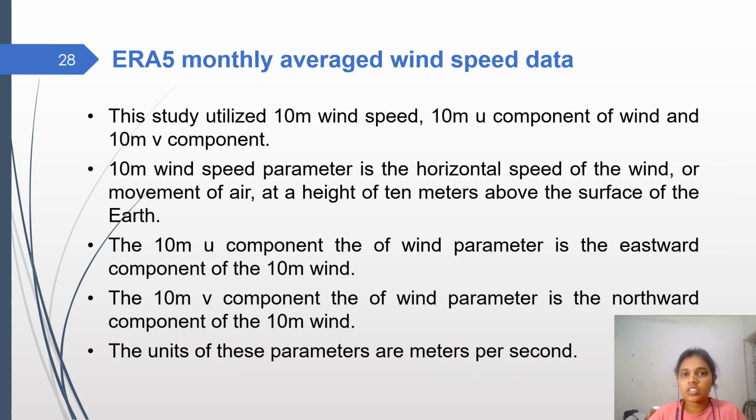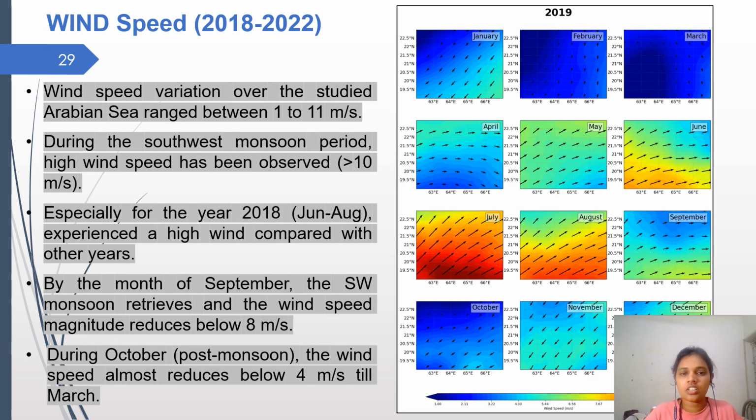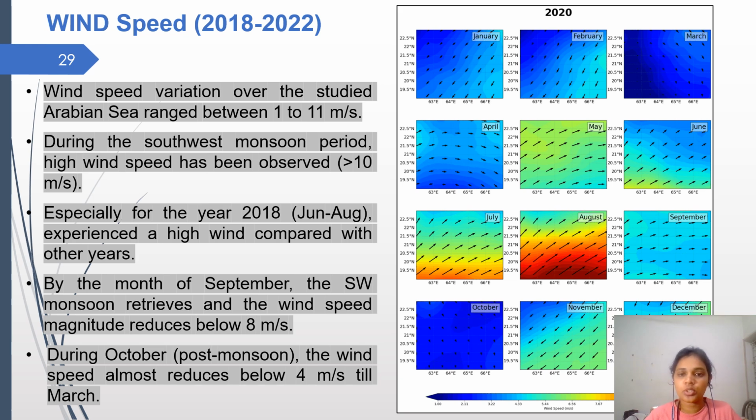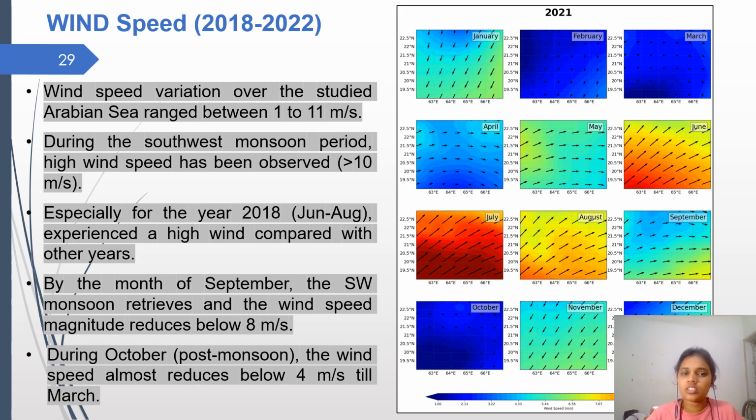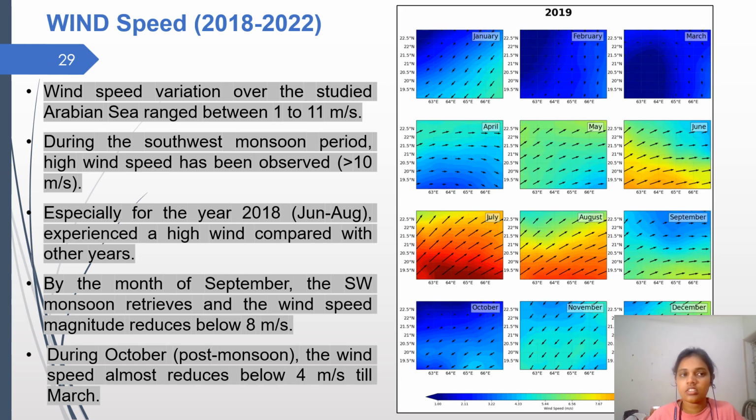So the next parameter considered was wind speed, and we have taken ERA5 monthly average wind speed data, and we utilized 10 meter wind speed and 10 meter U and V components. So these are the wind speed monthly analysis plots, which will directly validate both monsoon periods. And we can see that in the southwest monsoon period, the wind speed is almost greater than 10 meters per second.